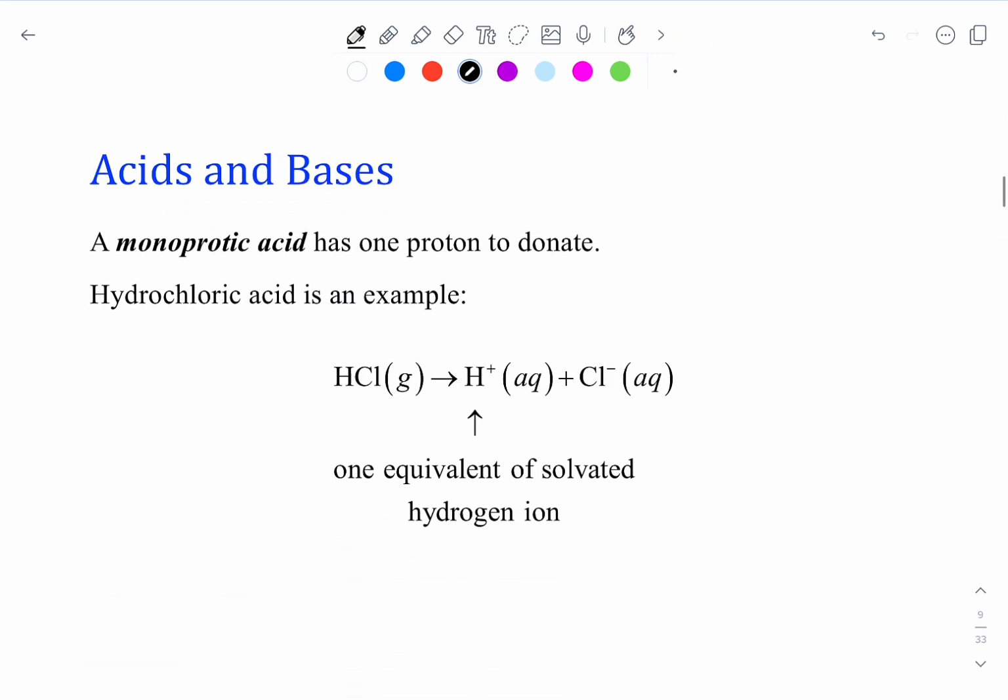Okay, we can define acids based on the number of protons that they can give away in solution. So we first have a monoprotic acid, which has 1 proton to donate. Mono meaning 1, protic meaning proton. Hydrochloric acid is an example of a monoprotic acid. HCl only has 1 hydrogen to give away. So we only give away 1 hydrogen ion, and therefore once that's done, I have no more hydrogen ions to give away. So only 1 proton can be donated from a monoprotic acid.